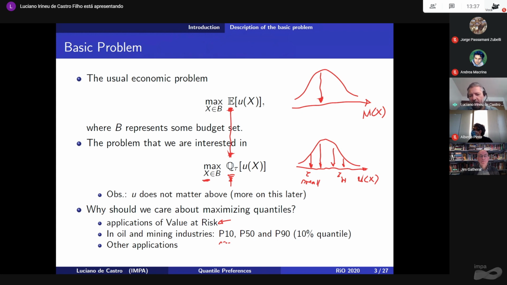The P90 is the 10% quantile. And then they try to look at combinations of the wells to see what they expect to extract in terms of well. So these are some applications that you can look at.